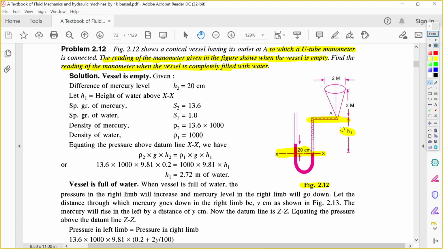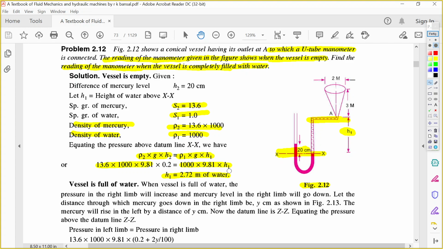The specific gravity of water is 1, and the specific gravity of the mercury is given, so the densities of the mercury and the water are known. Equating the pressures, this one is for the left limb, and this one is for the right limb. Then after this calculation, the H1 value is calculated as follows.